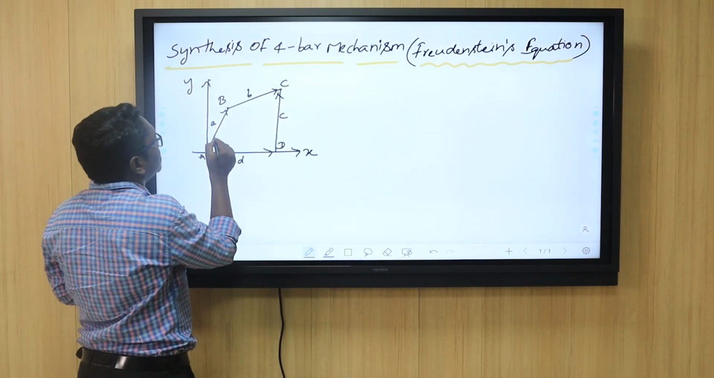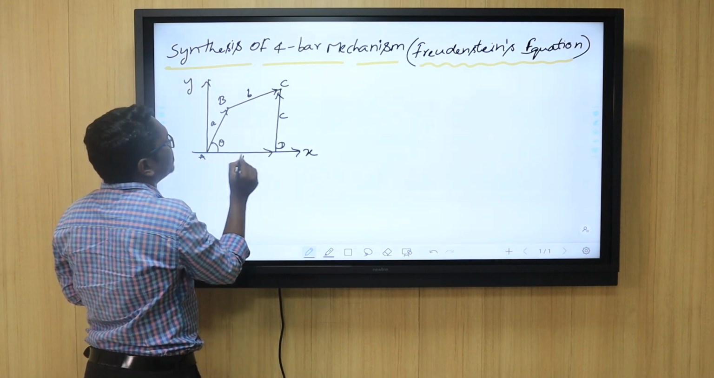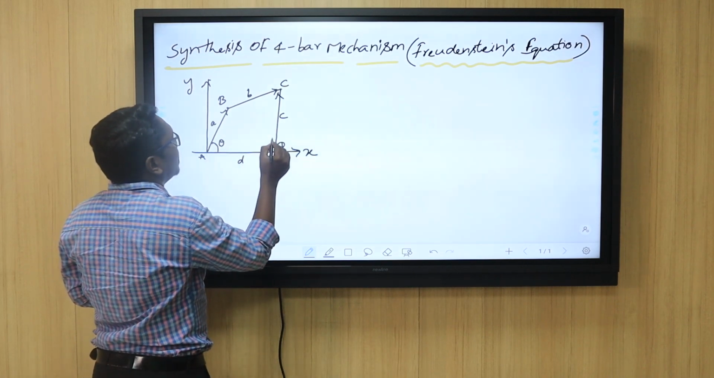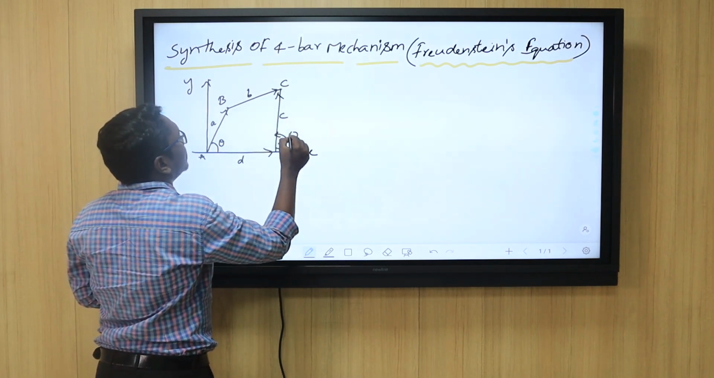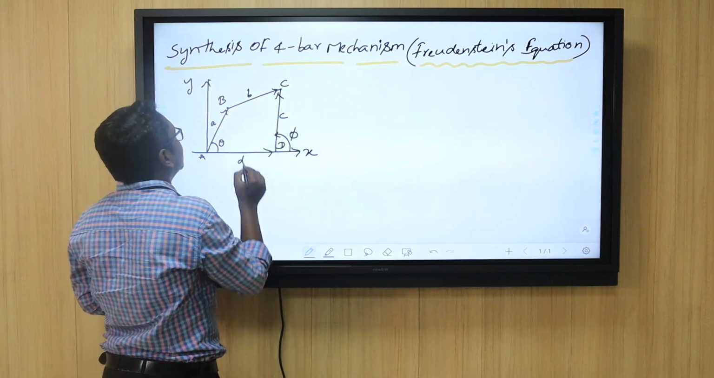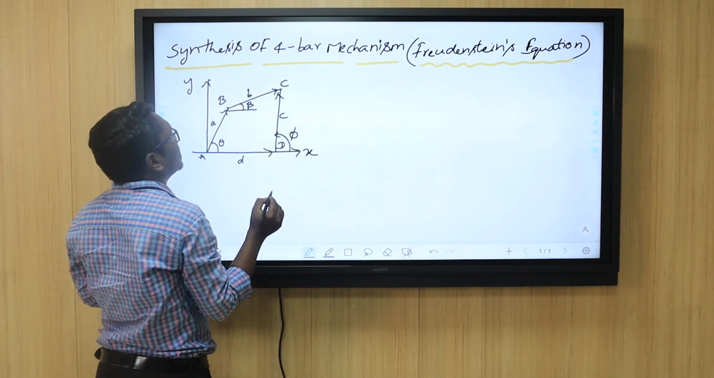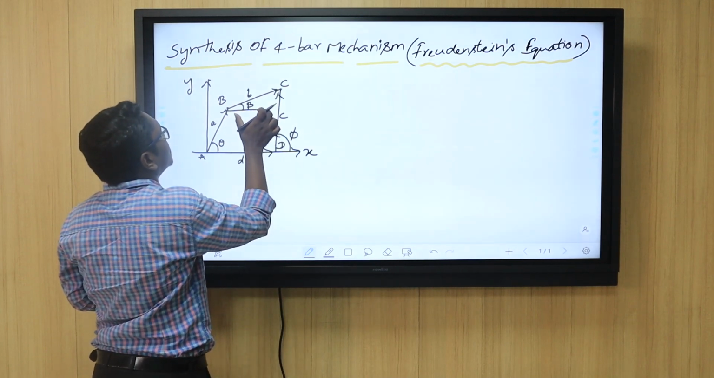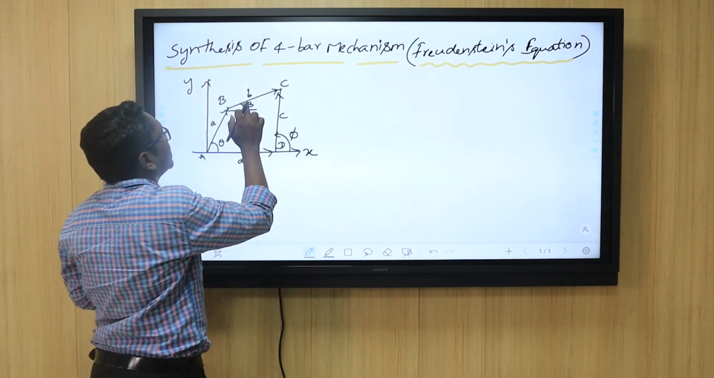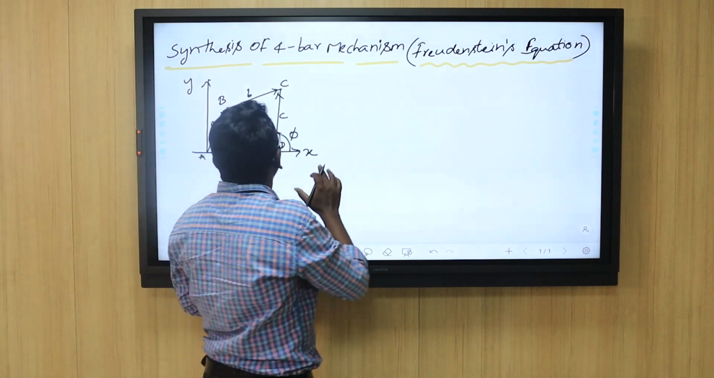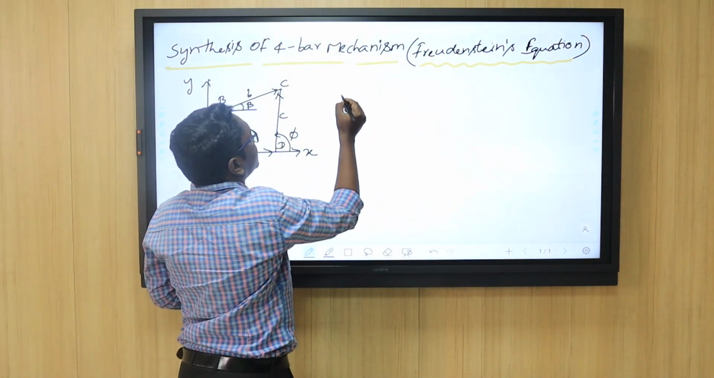The input link AB makes an angle theta with respect to the x-axis, and the output link CD makes an angle phi with respect to the horizontal line. We have one more angle, beta: the coupler or floating link makes an angle beta with respect to the horizontal line. So this is the four-bar mechanism. Now let us do the derivation and write the vector equation.